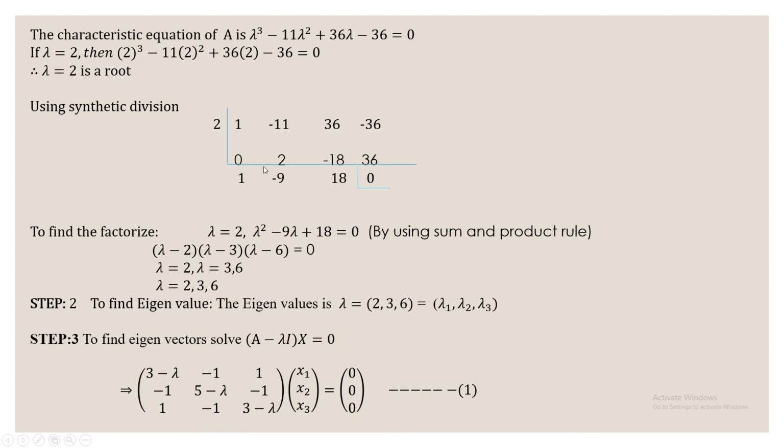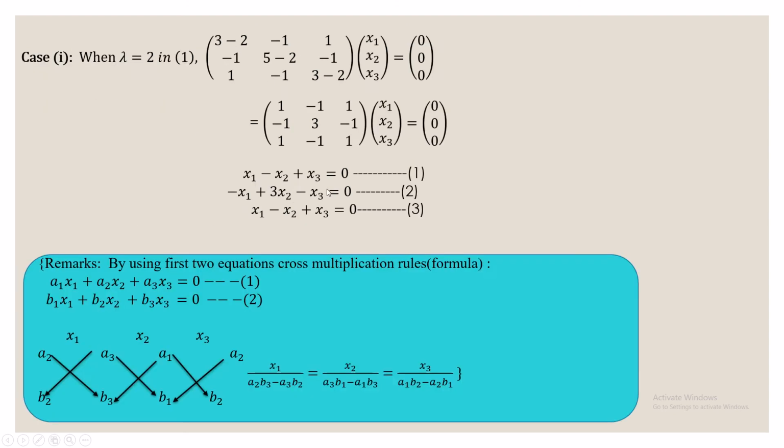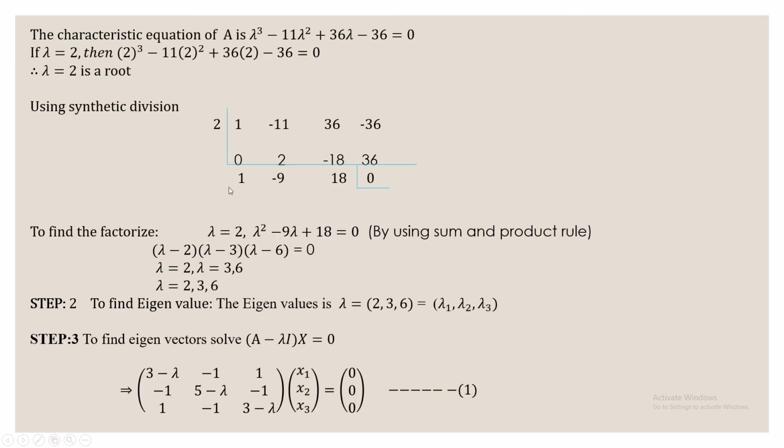What is the question? Then you have to get the roots. The given characteristic equation is cubic, so you have to convert it into algebraic factors, and only then you get the other two roots. The first root is lambda equal to 2, write it here. To find the factorization, the second algebraic term, this quadratic equation, comes from solving the characteristic equation using synthetic division. Finally you get this value.